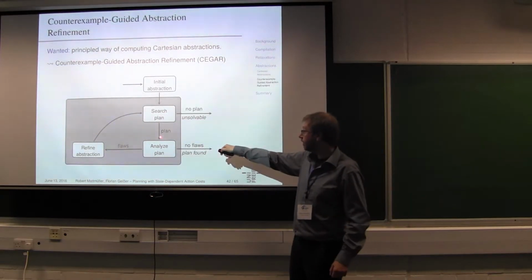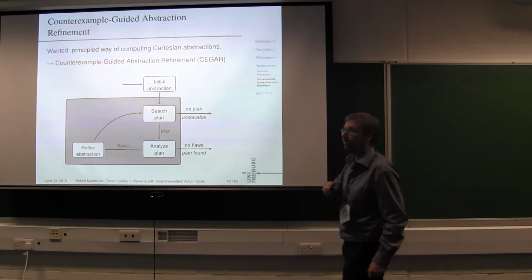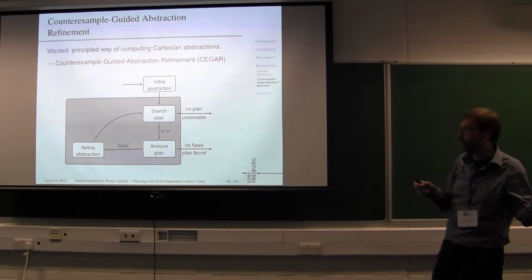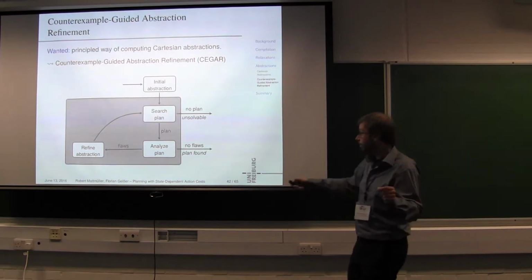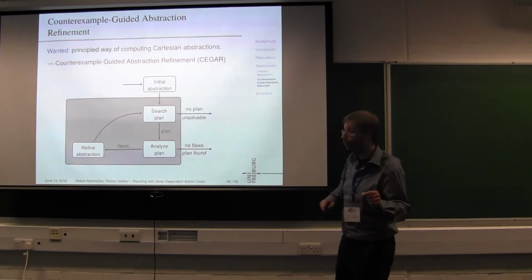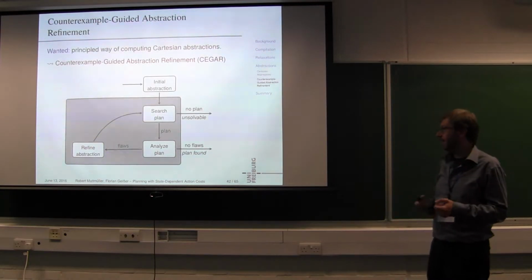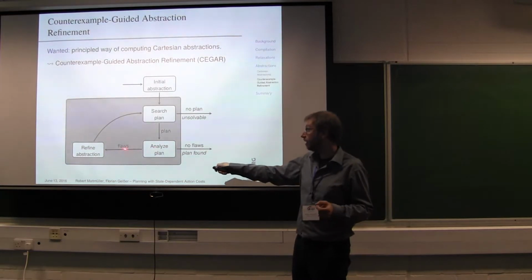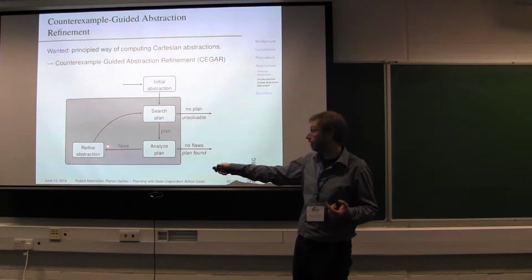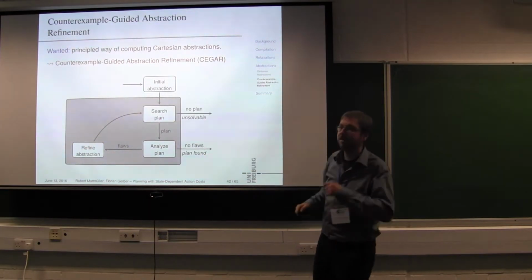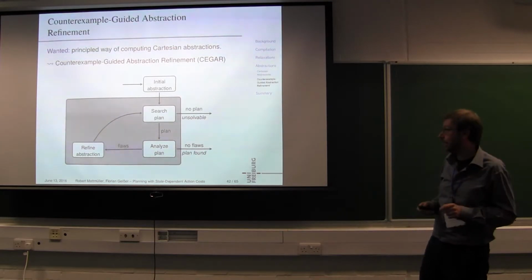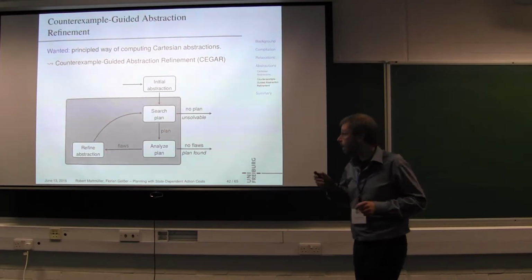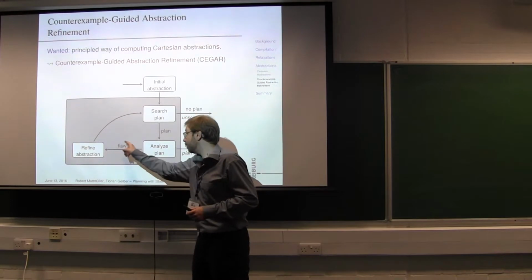Otherwise, if there is an abstract plan, we have to continue. We have to analyze and check whether it also works as a concrete plan. If it does, let's remember this here, no flaws, then we have found a plan and can use it as a concrete one. Otherwise, if there are some flaws, or at least one flaw, and this abstract plan doesn't work as a concrete plan, we have to accordingly refine the abstraction and go back to this point and search again for an abstract plan in this refined abstraction. And now let me briefly talk about these flaws here.